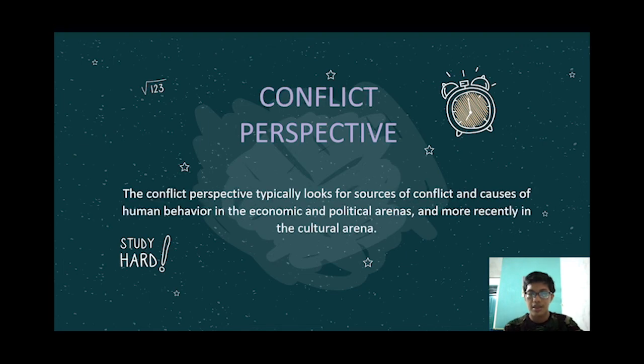The next one is the conflict perspective. This one typically looks for sources of conflict and causes of human behavior in the economic and political arenas, and more recently in the cultural arena. In sociology, the conflict perspective has two traditions: a utopian tradition that envisions a society in which there is no longer a basis for social conflict, and the second one is the tradition that sees conflict as inevitable in social life.